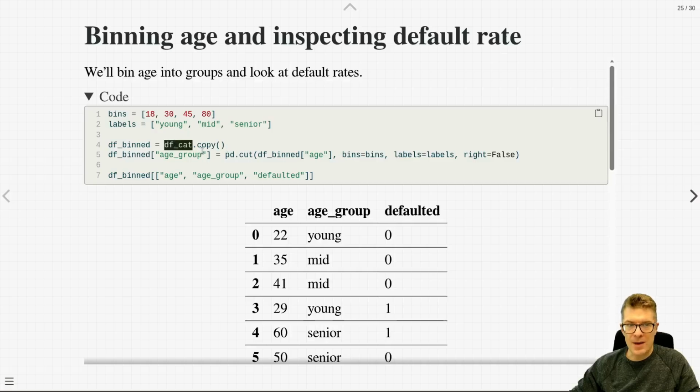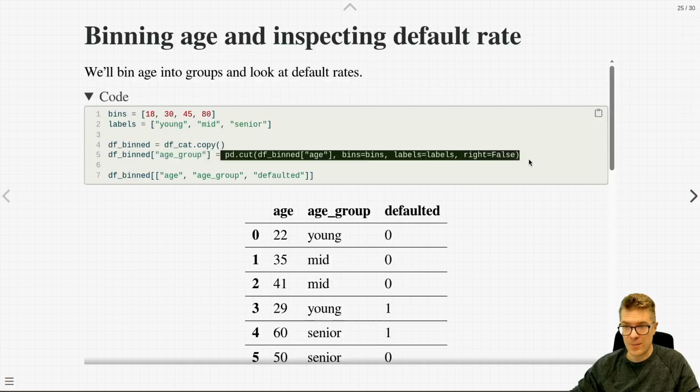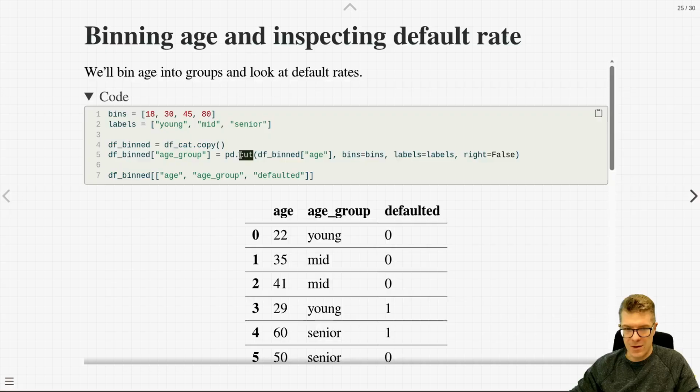Regardless, I'm taking my categorical data, I'm copying it into this thing called dfbind, and then I'm going to make a new column called age group. And this function over here is a pandas function called cut. It's a call from the pandas library, pd, called the cut function, and then take the data in my data frame under the column age, and then cut it, or in other words, bin it, according to the bins defined in the variable bins over here.